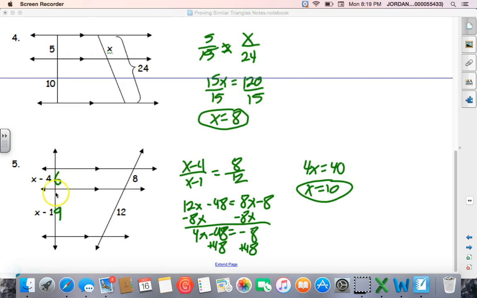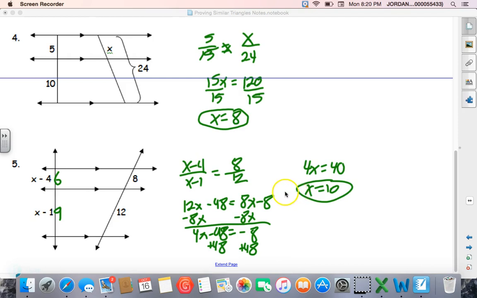Now on the last one, you can set it up with x minus 4 over x minus 1, part over the part, equals 8 over 12, part over the part, cross multiply, 12x minus 48 equals 8x minus 8, because again, you got to multiply the 8 by both of these and the 12 by both of these. And then you subtract 8x, which leaves 4x, add your 48 to the other side, which gives you 40, 4x equals 40, divide by 4, so x equals 10.